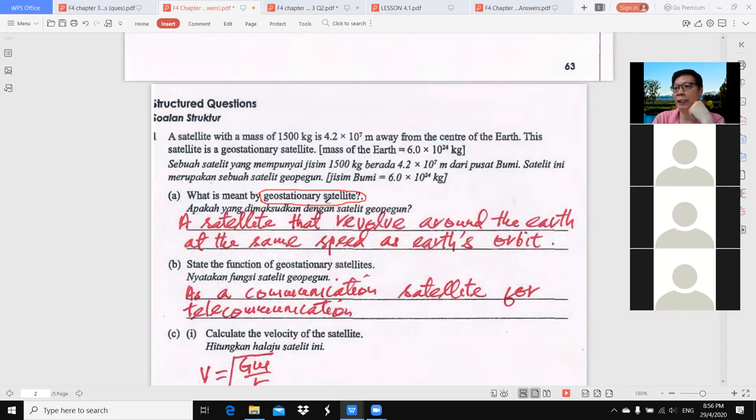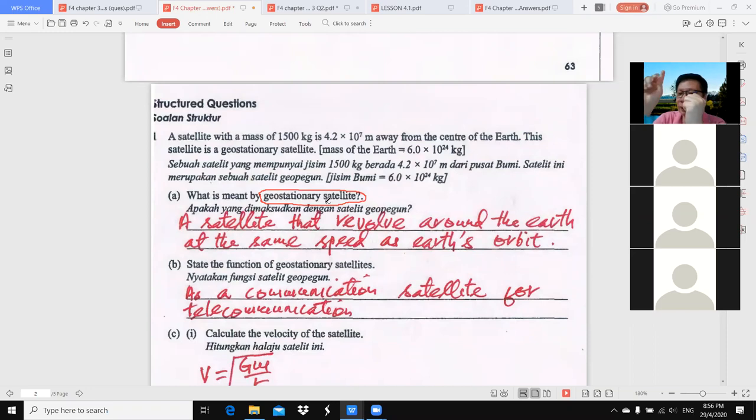Okay, what is the advantage of this kind of satellite? When a satellite turns with the same speed as the turning speed of the Earth, it will always stay in a fixed position. Let's say here one example. Let's say the satellite is above Malaysia, on top of the Malaysian sky, right? Because the Earth is turning, 24 hours to make one turn, this satellite also turns with the same speed, also one day.